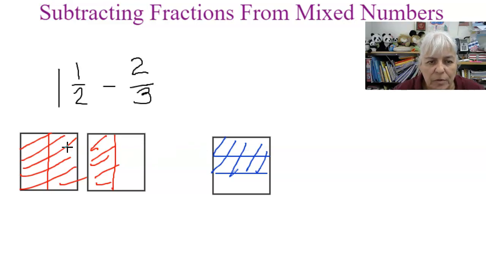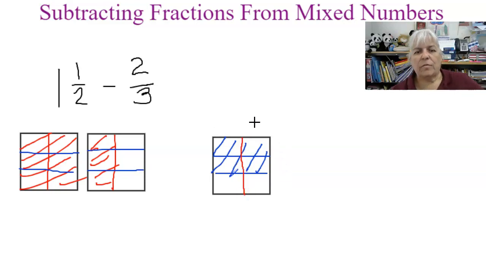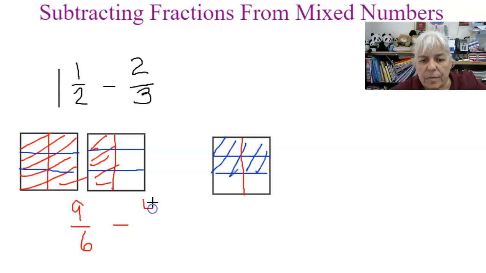All right, then I'm going to make my thirds lines over here. And my half line. So I have 6. 1, 2, 3, 4, 5, 6. Each of my squares is broken up into sixths. And over here I have 6, 6 to make the 1, and then 3 more to make 9 sixths. 1, 2, 3, 4 sixths over here. 9 sixths minus 4 sixths is 5 sixths.